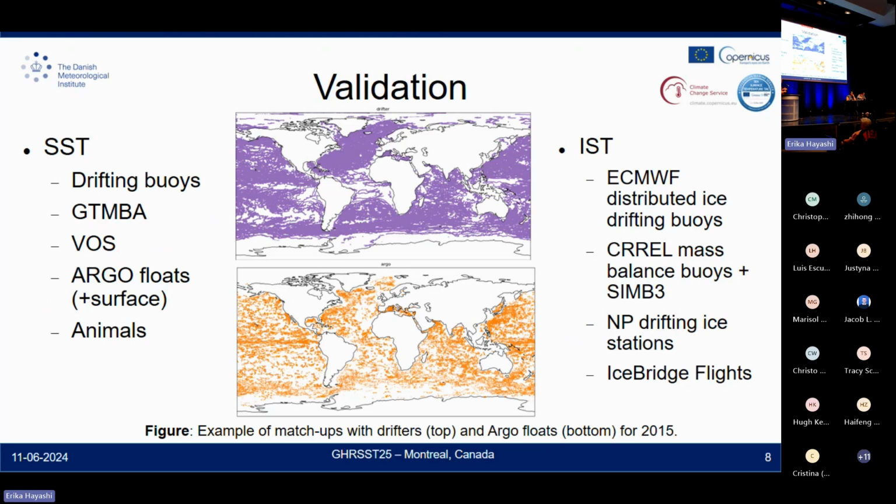The complicated part is the ice surface temperature, because there we know we have very few good quality data to validate IST with. We have been using measurements from ice drifting buoys and mass balance buoys, drifting ice stations, and also the IceBridge flights. The IceBridge flights are the only real IST, so skin measurement. The others are 2-meter air temperatures, where we know and expect differences to be large.